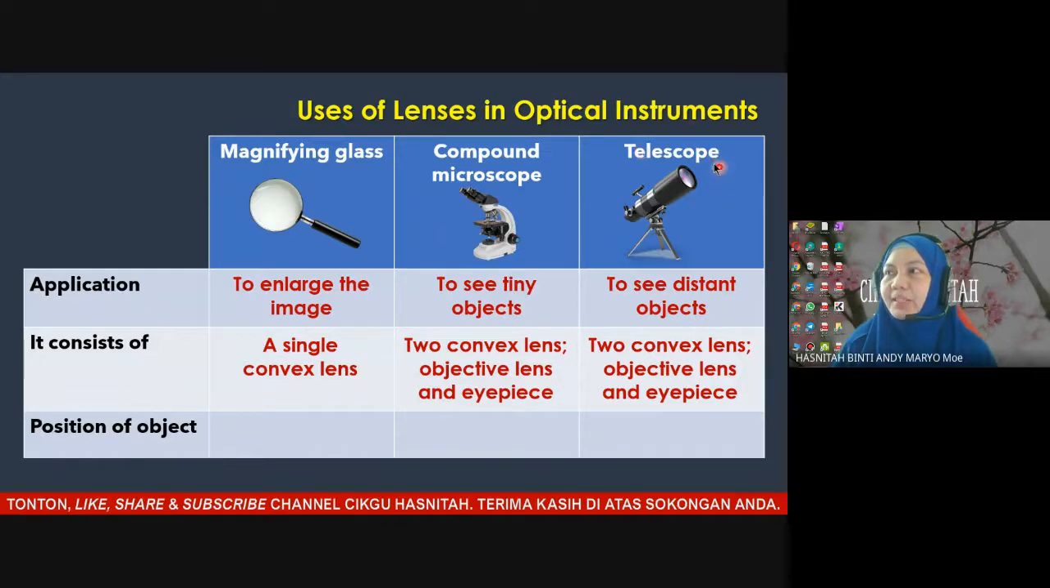Okay, for the telescope, we have two lenses. One is up here and another one is down here. Which one is the objective lens and which one is the eyepiece? Anyone?